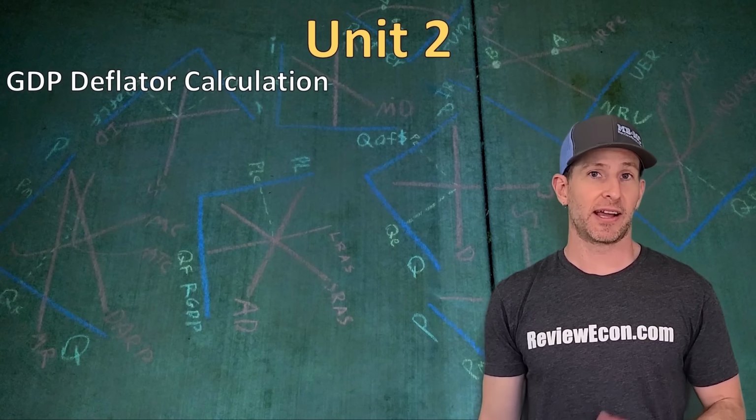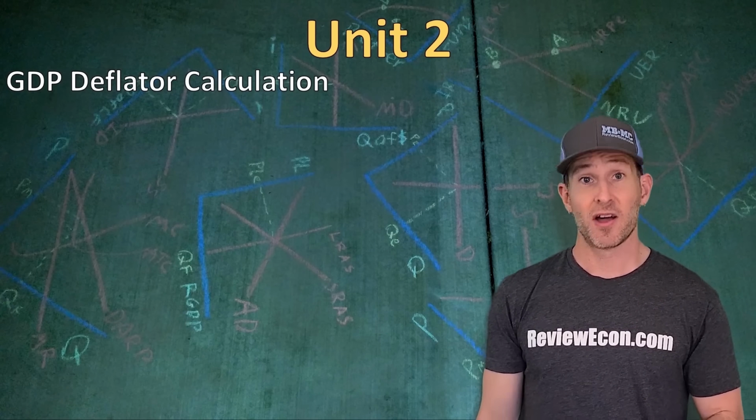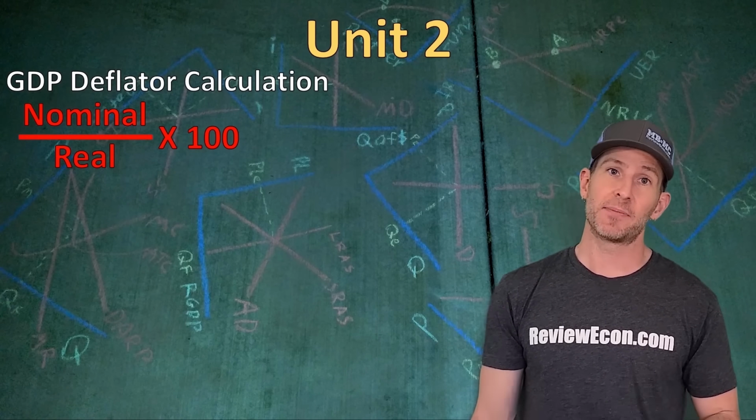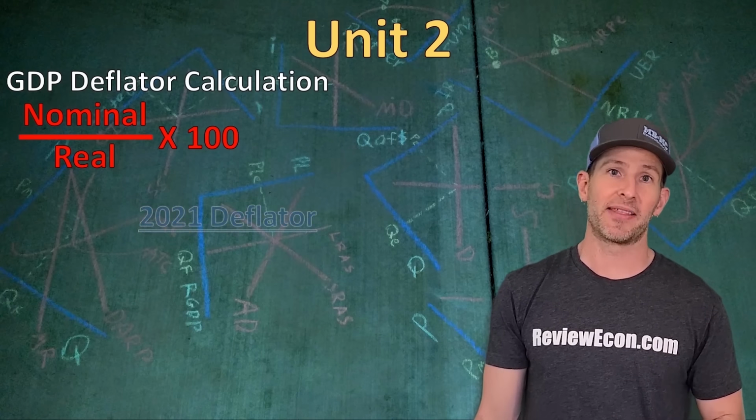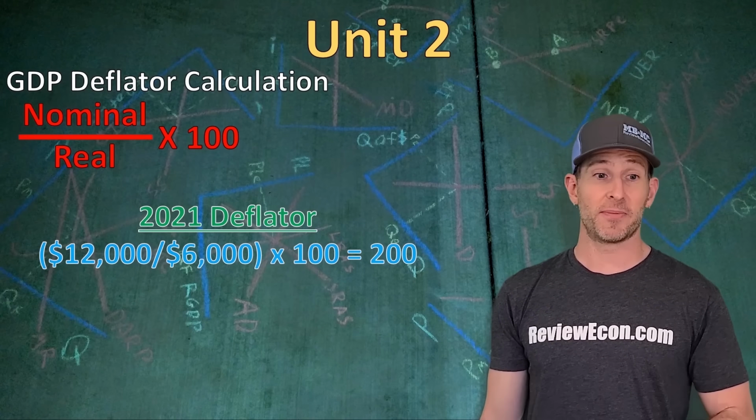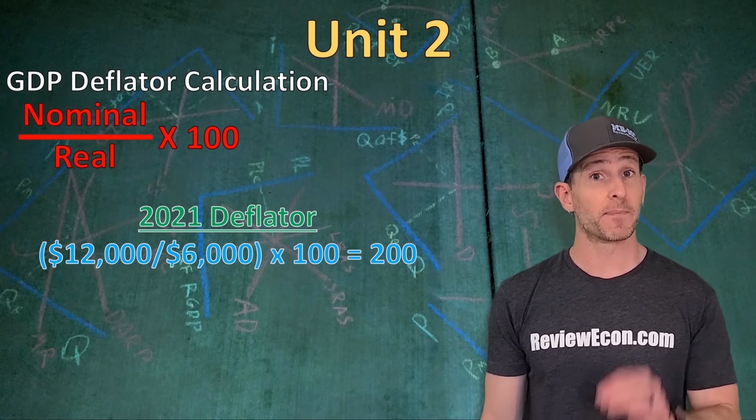If we wanted to calculate a GDP deflator for 2021, we would take the nominal GDP, divide it by the real GDP, and multiply that by 100. Plug in the numbers and do the math, it gives us a GDP deflator of 200.